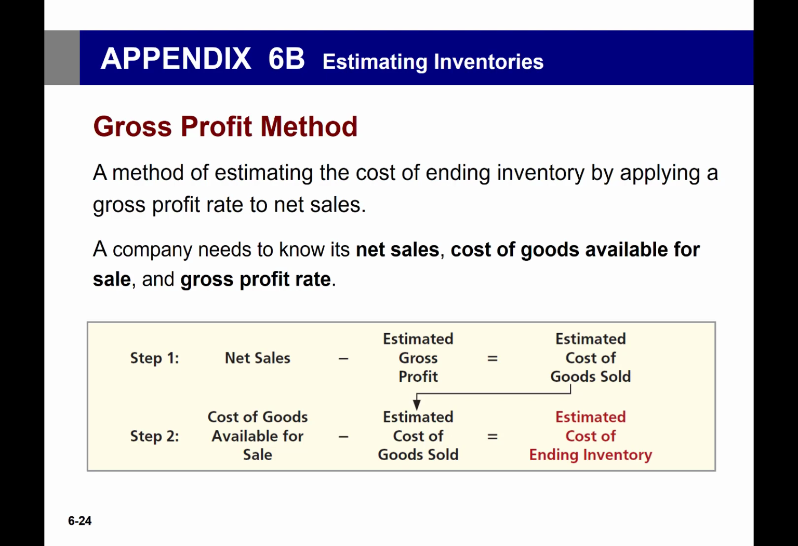Let's go ahead and talk about the gross profit method. The gross profit method takes our net sales minus what we think our estimated gross profit will be. That gives us our estimated cost of goods sold. Once we know our estimated cost of goods sold, we can back into our estimated ending inventory. Why would we want to estimate our ending inventory? Why can't we just count it?